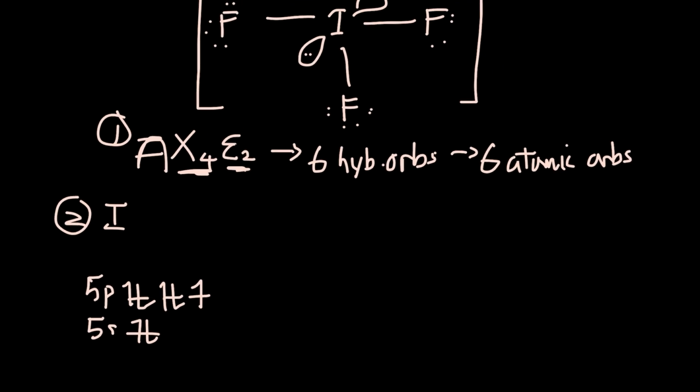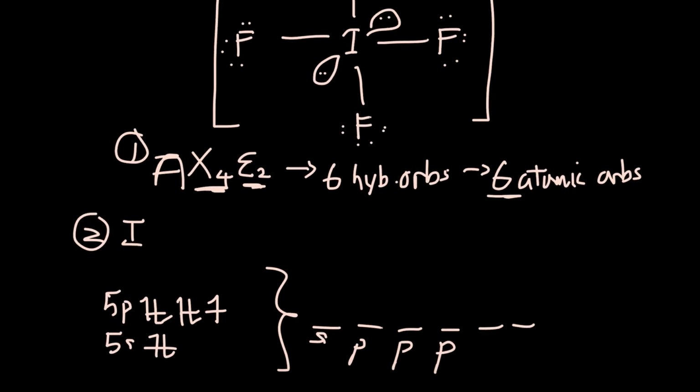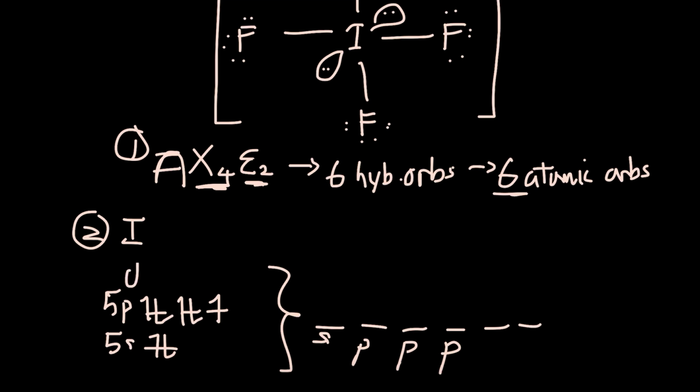So now we need 6 atomic orbitals, right? We need 6. So that means we're going to draw 6 lines. 1 orbital comes from S, 3 come from P, because there are 3 orbitals in the P sublevel. But now we need 2 more lines where it's not going to come from. So we're going to use the d orbital, but not the 4d. We're going to use the d orbital that comes from the same principal quantum number. We're going to use 5d.